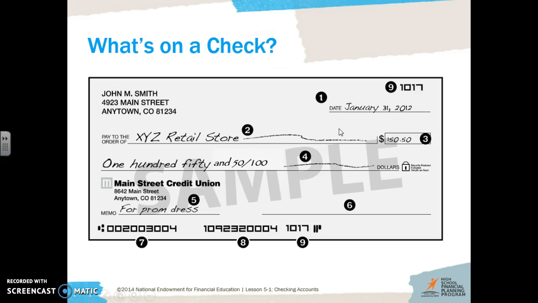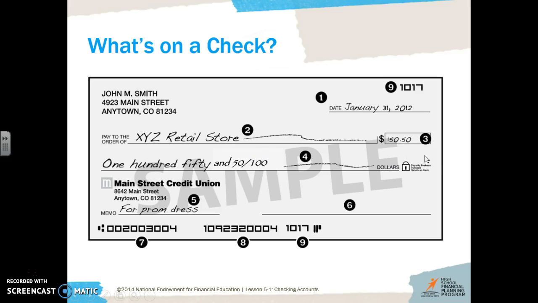So the date that the check was written, that's the first thing that you're going to see on every single check. And you'll also see the payee. That's number 2. So it says usually pay to the order of, and this is the person or the company receiving payment. So if you went to Walmart and you wanted to pay them with a check, you would write Walmart here. Or if you were writing a check to your friend, you could just put your friend's name here.